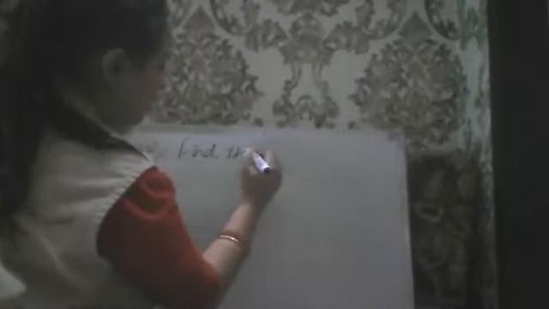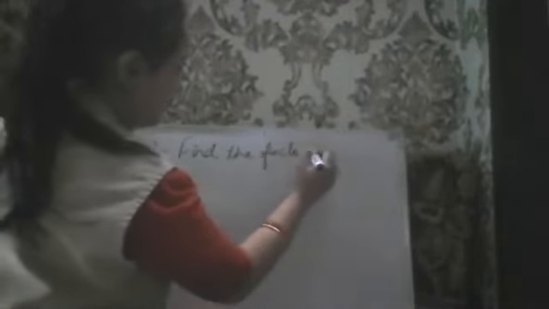Find the factors of: first one 8, second is 15. See, I'm giving you easy questions. We started with the difficult so that you should not have any problems solving the difficult ones. Okay. Right now I'm giving you easy questions. Third one is 24. Then fourth one is 36. And fifth one is 54.